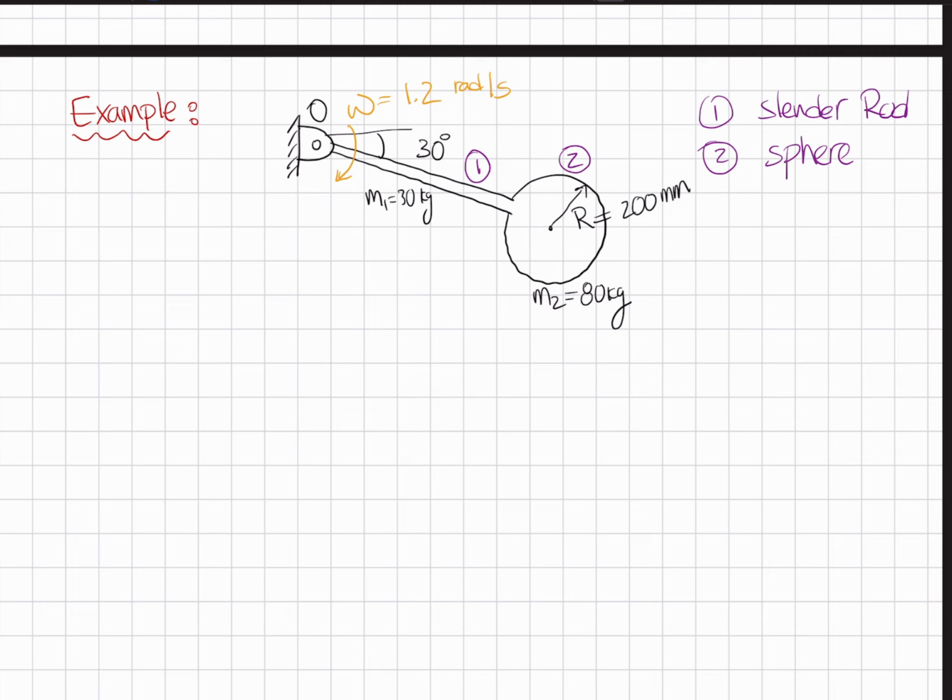Now, what the question is asking us to do is to determine the angular acceleration alpha for this problem and the magnitude of the reaction at point O at the exact moment that is shown. So there is a 30-degree angle, right? This shape is at a 30-degree angle from the horizontal axis. And our goal is to compute the following behaviors.